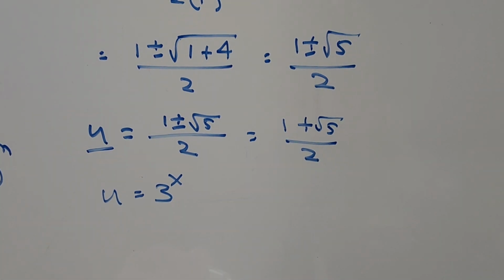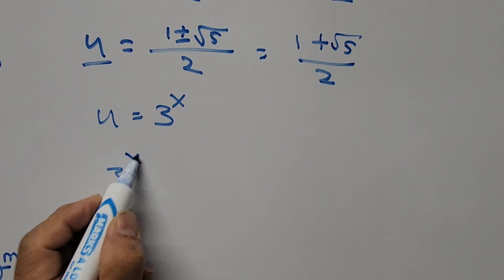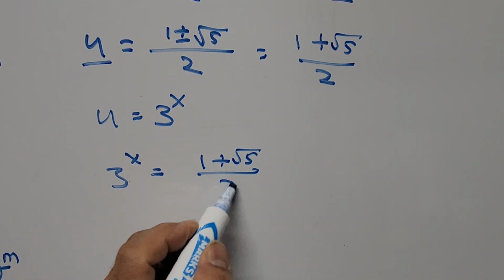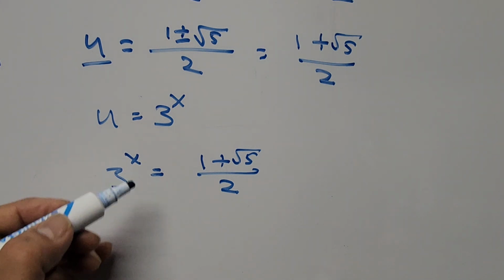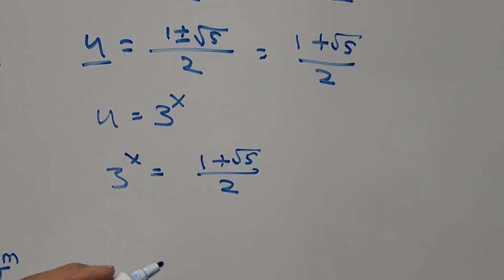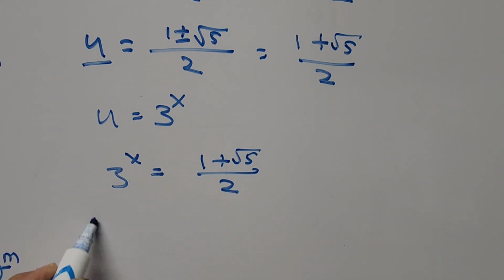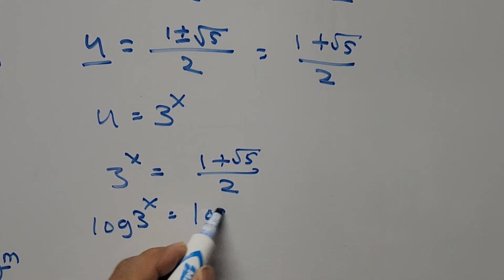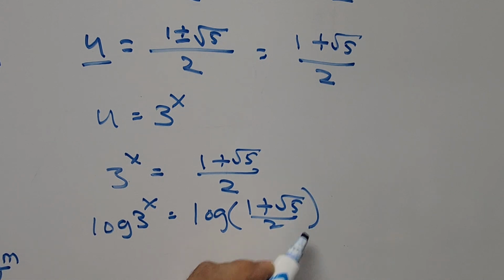So now let's put in this value of u. We have 3 to the power of x is equal to 1 plus square root of 5 divided by 2. So now we can use the laws of logarithm to find the value of x, right? Here we take the log of both sides of the equation. So we now have log of 3 to the power of x equals log of 1 plus square root of 5 divided by 2.